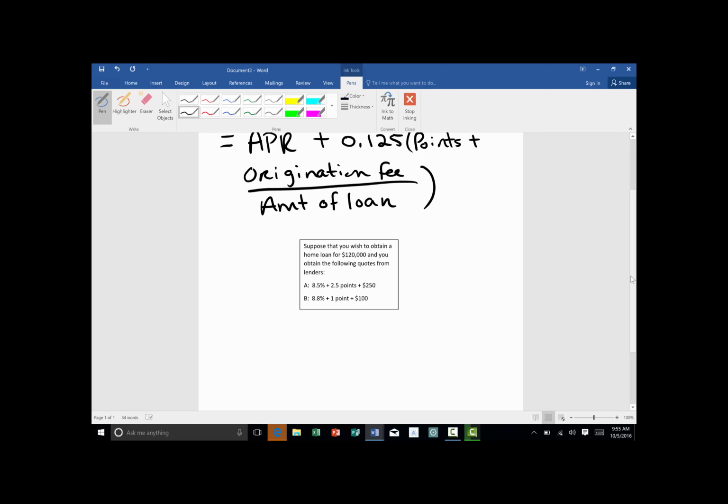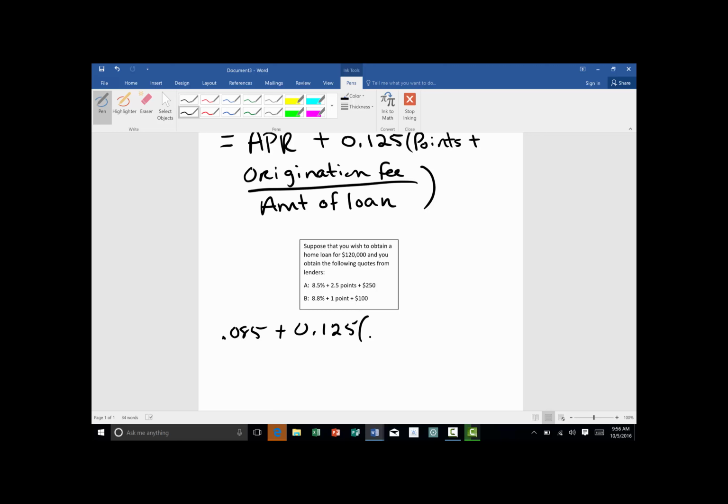8.5%, and remember that when we do interest, we need to move the decimal, so 0.085 plus our weighting factor, which remember I said that it shows the importance. Well, the interest rate is more important than points, so we're multiplying it really by 1/8, and we're saying it's 1/8 as important as the interest rate. So times the points, which in this case for the first loan, the points are 2.5 points, and we write it as a decimal. That's a percentage, remember.